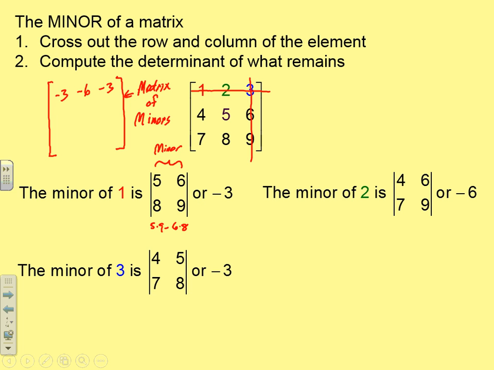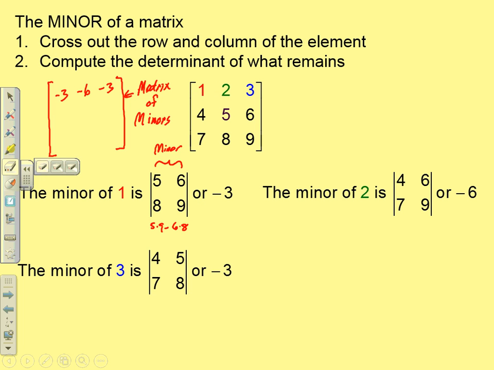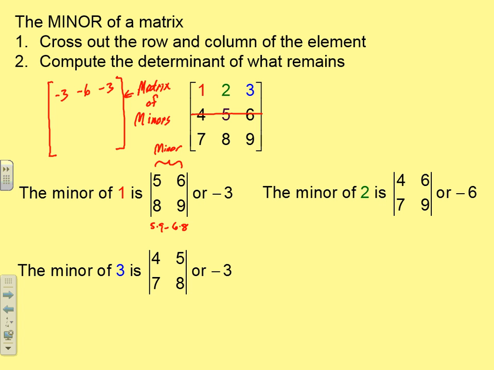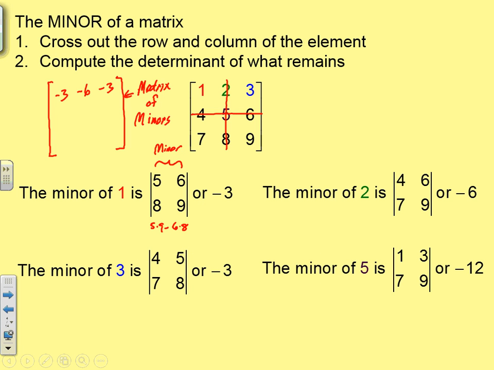And the last one that we're looking at is the 5. Well, the 5 in the middle, I'm going to put again a line through the row that contains that number and a line through the column that contains that number, and whatever is left over produces the minor matrix. So in this case, the 1, the 3, the 7, and the 9. If I find the determinant of that, I get a -12, which would go right there in the matrix I would be producing. But again, we're not going to do it for all 9 numbers, but we could.